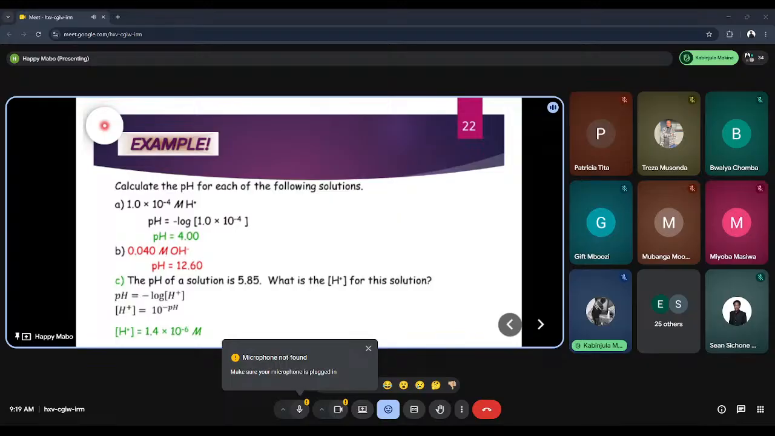So when we look at some examples, if we gave you the concentration of a substance and asked you to compute a pH, all that you need to do is remember this formula here. pH is equal to the negative logarithm of the concentration of that particular acid.